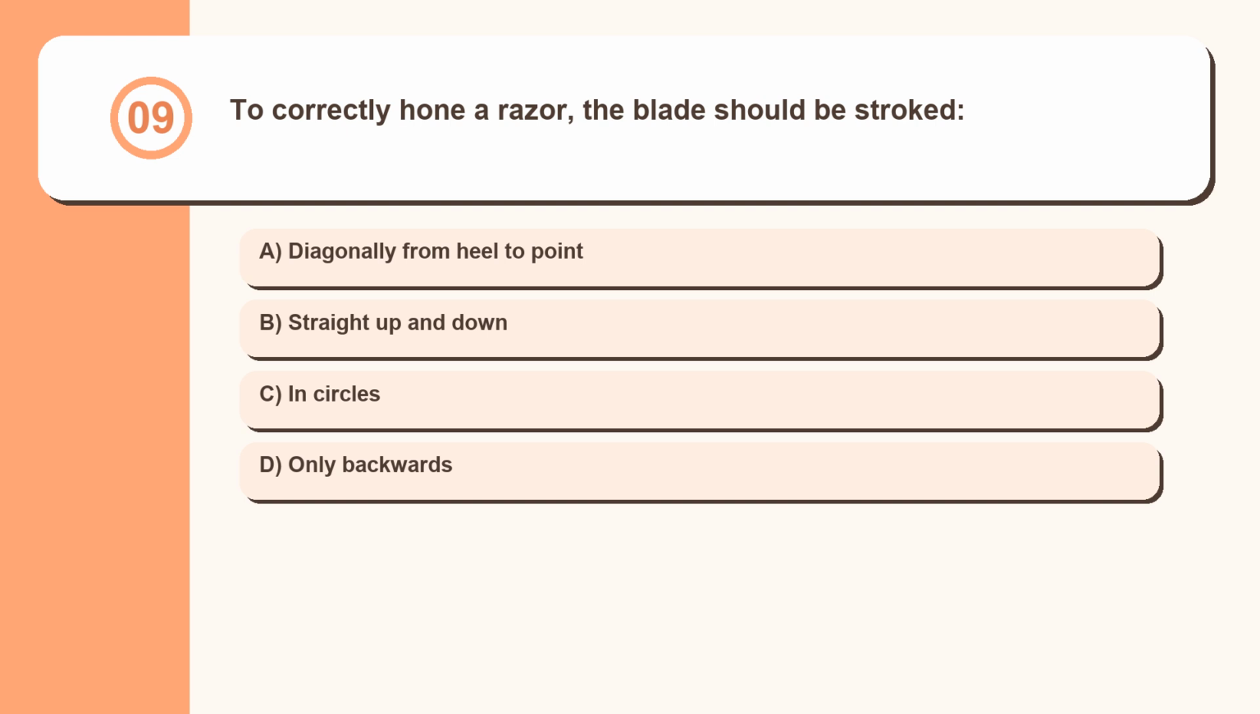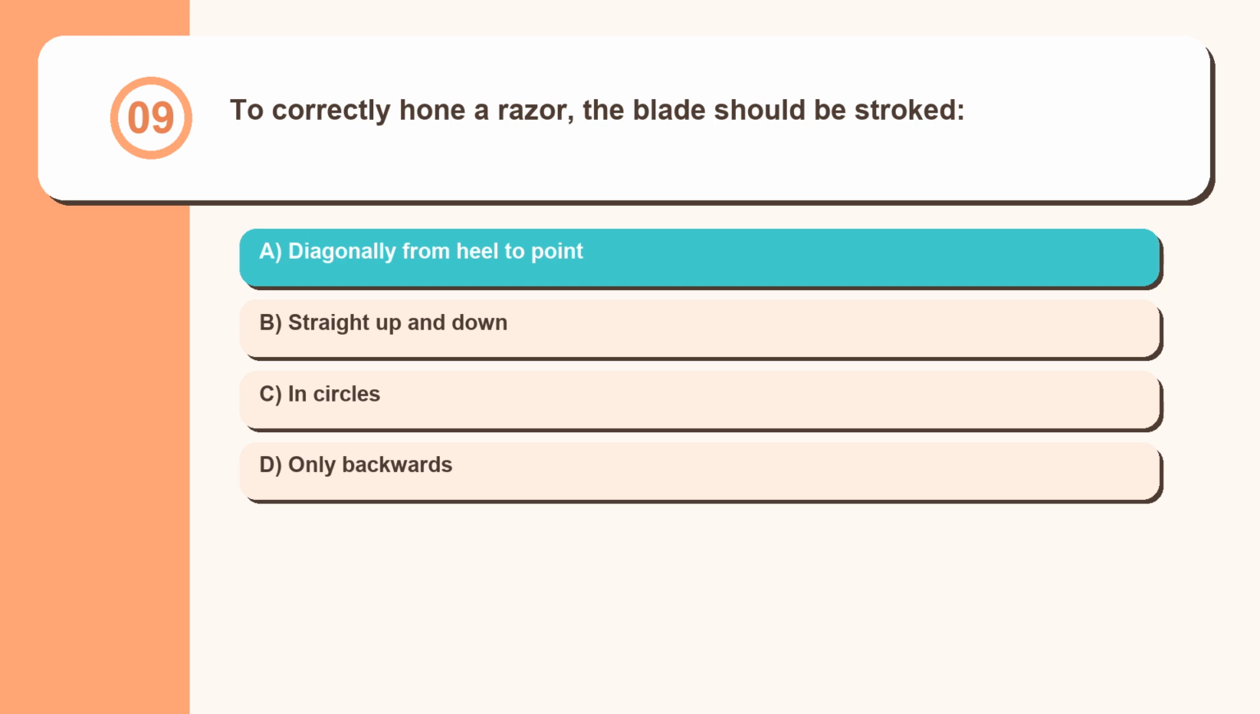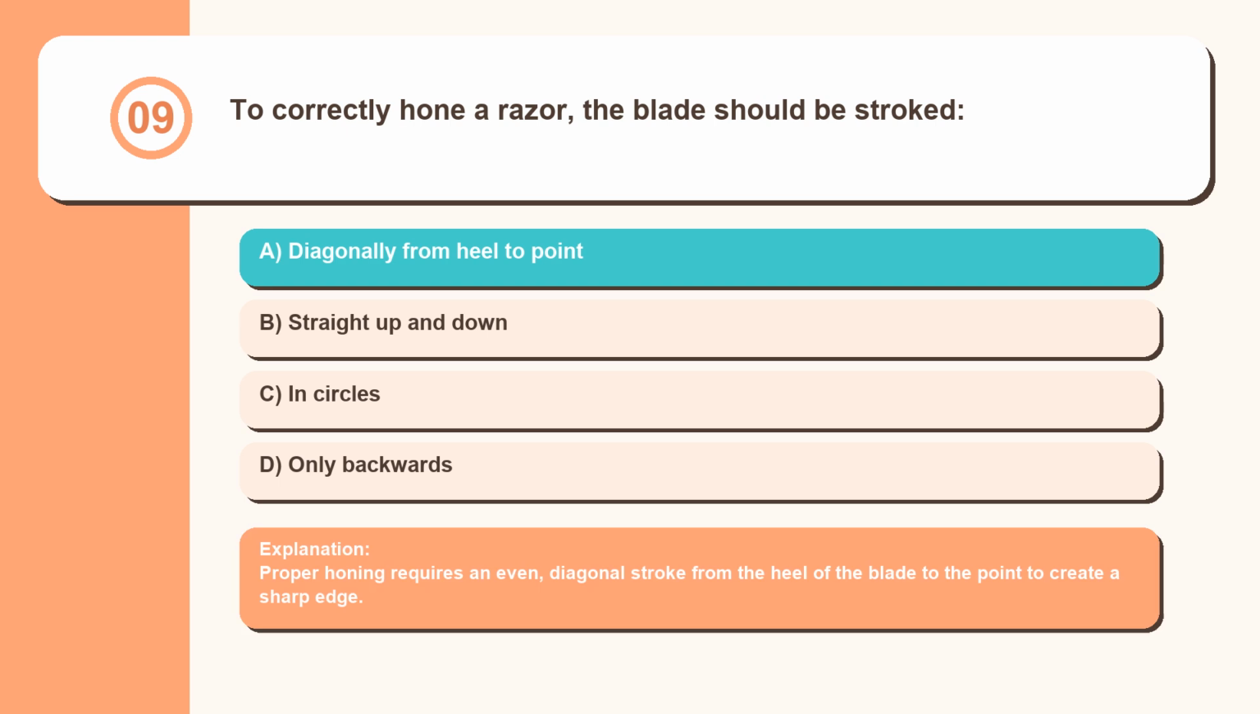Question 9. To correctly hone a razor, the blade should be stroked diagonally from heel to point, straight up and down, in circles, or only backwards? Proper honing requires an even, diagonal stroke from the heel of the blade to the point to create a sharp edge.